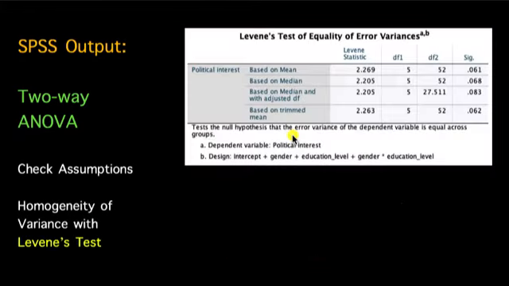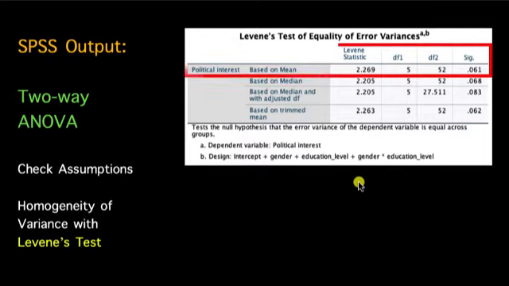So when we get in our output, we'll have Levene's test of equality of error variances, which is still the same as equal variances, okay? And it even tells you down at the bottom, test the null hypothesis that the error variance of the dependent variable is equal across groups, okay? So the one you're going to focus on is the row that says based on mean.